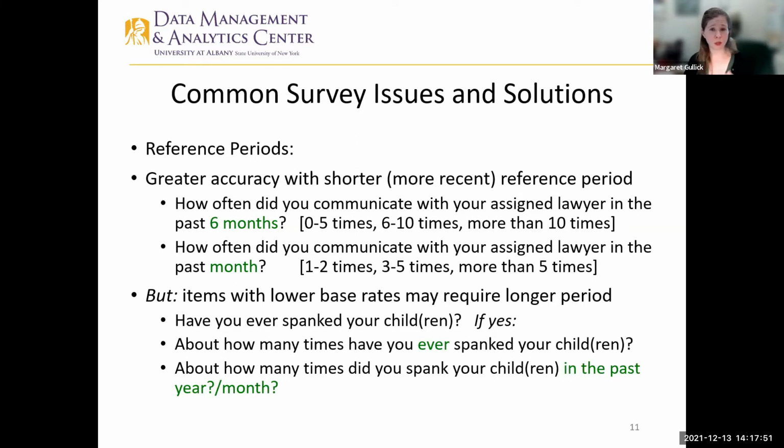This might be for items with lower base rates, things that occur less frequently that really might not have happened in the past month or even the past 6 months, going back maybe a year at least. Or for more sensitive items where you say, okay, let's just leave this a little bit more open and let people fill it in themselves.